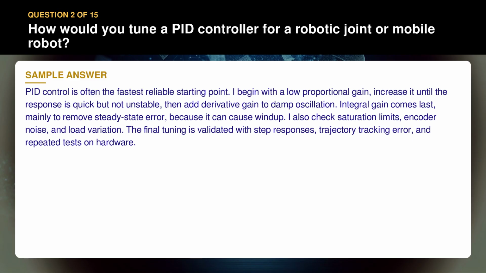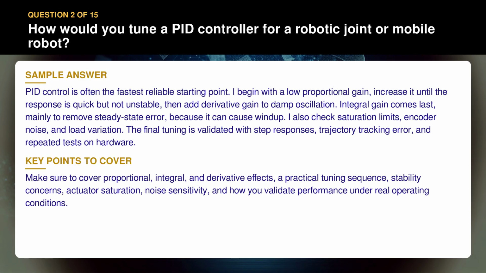I also check saturation limits, encoder noise, and load variation. The final tuning is validated with step responses, trajectory tracking error, and repeated tests on hardware. Make sure to cover proportional, integral, and derivative effects, a practical tuning sequence, stability concerns, actuator saturation, noise sensitivity, and how you validate performance under real operating conditions.